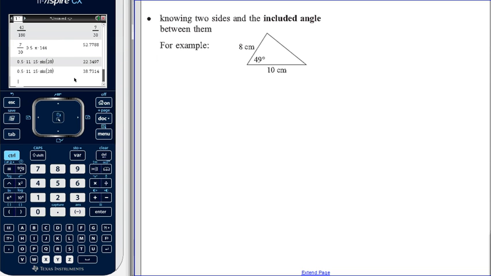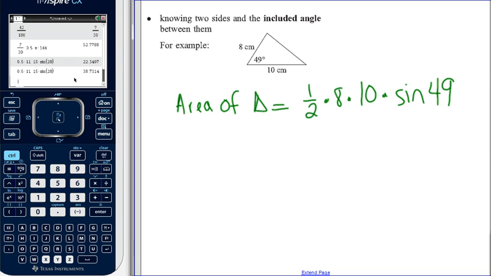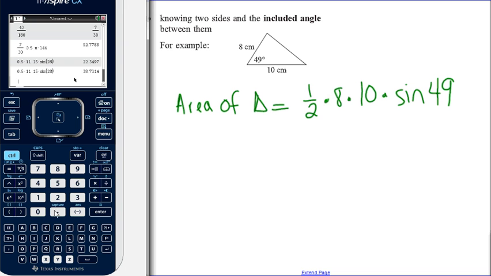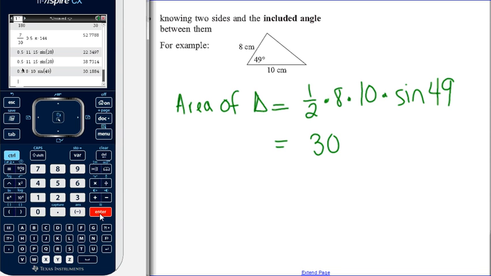Okay, this was the example that was shown before, so let's calculate the area of this triangle. We'll use 1/2 times one side times the other side, times the sine of the angle in between them. Okay, and again, just make sure your calculator is in degrees. So we've got 0.5 times 8 times 10 times the sine of 49. Okay, and that's about 30 centimeters squared.